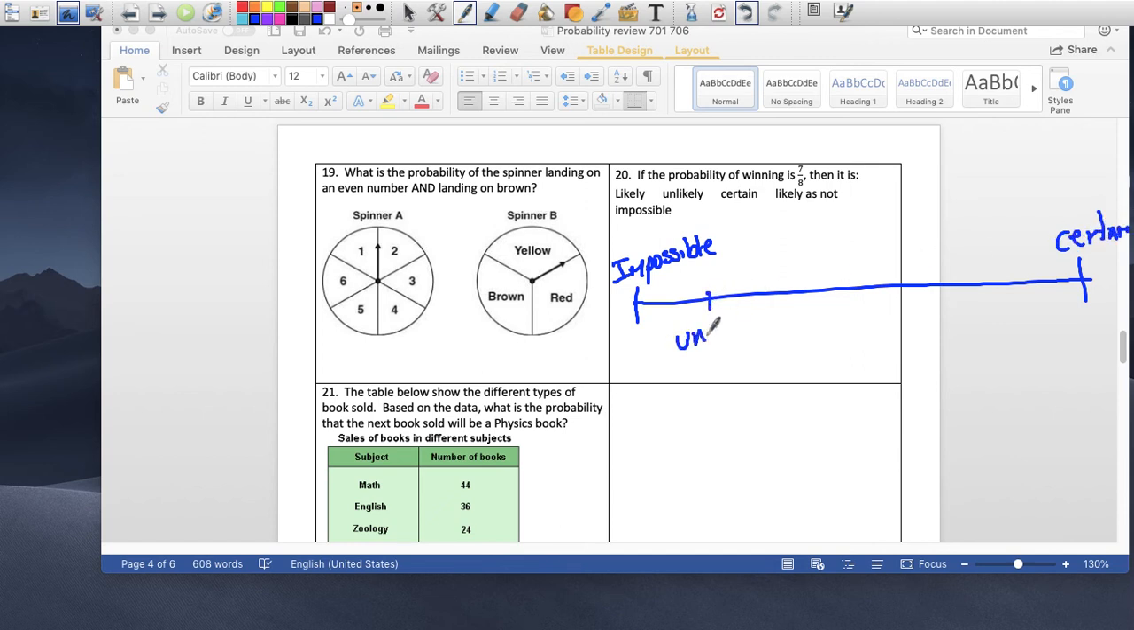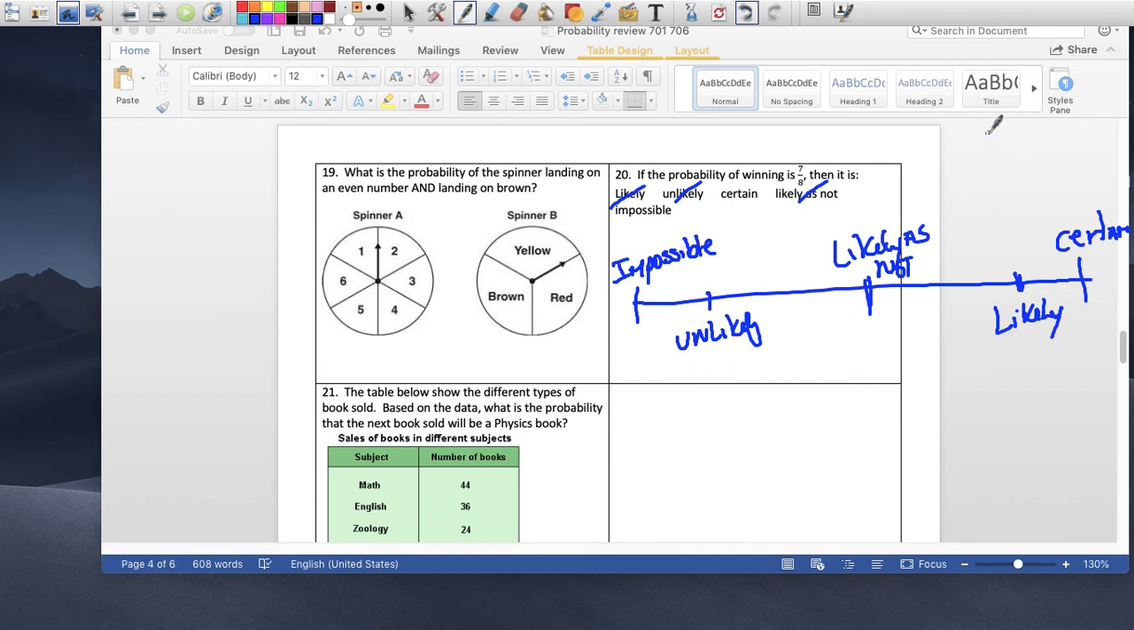Unlikely would be somewhere over here. Likely would be somewhere over here. Likely, it's not 100%. So likely is there, unlikely is here. Certain is already there. Likely as not is just in the half. Likely as not, it can happen or it cannot happen. But 7 out of 8, pretty good chance, right?